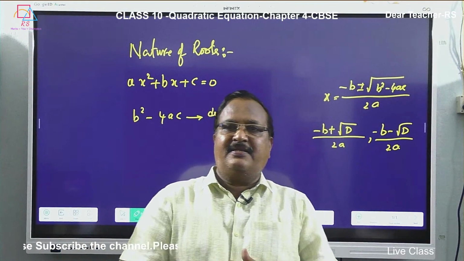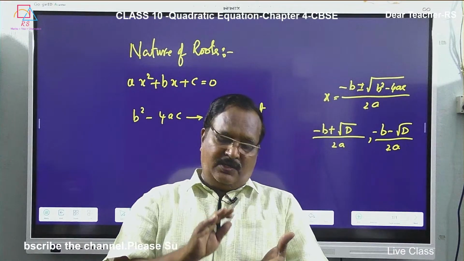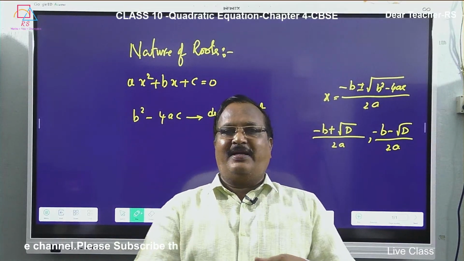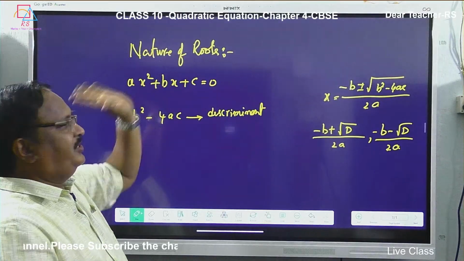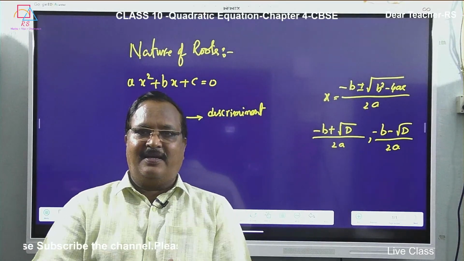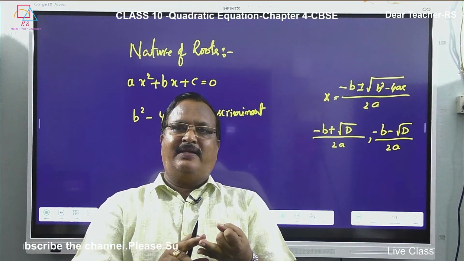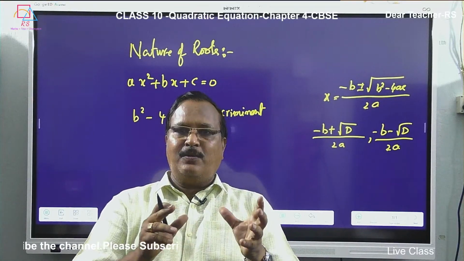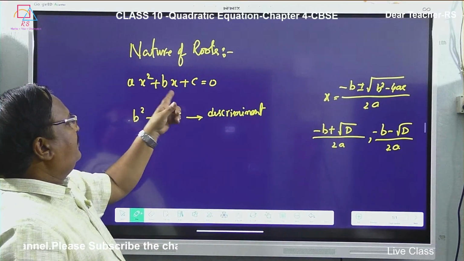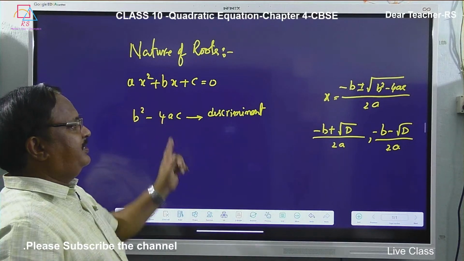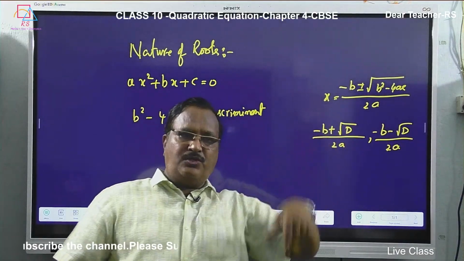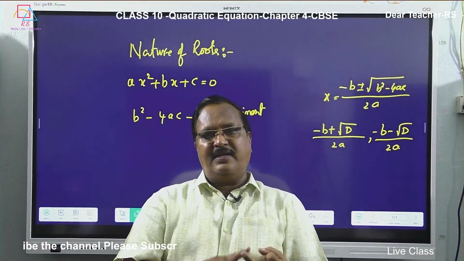Nature means whether the roots are real, rational, irrational, or equal. All these things come under nature. How do you decide the nature of a person? The person is good, bad, fat, tall. In the same way, we have to describe the roots of a quadratic equation. This description depends on b square minus 4ac, because it is under the root, and the root decides rational and irrational numbers.